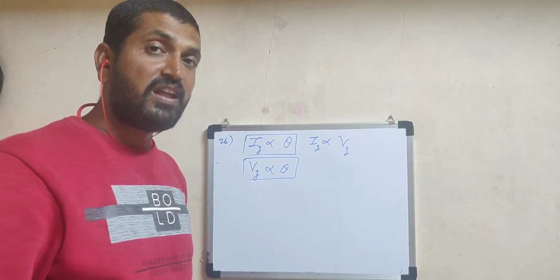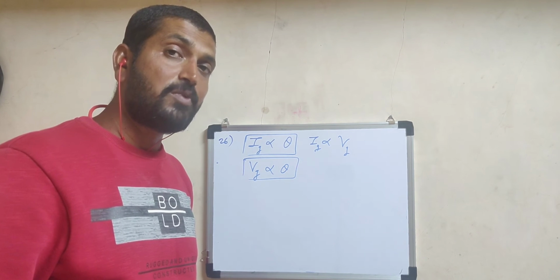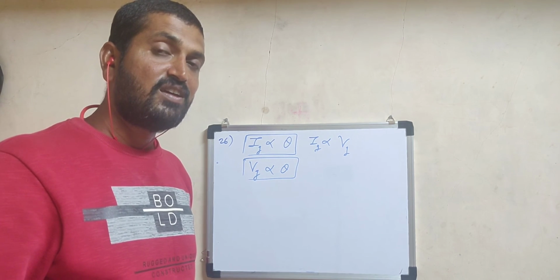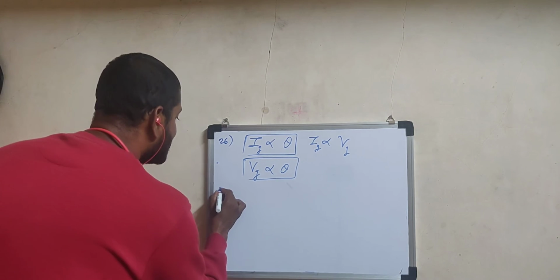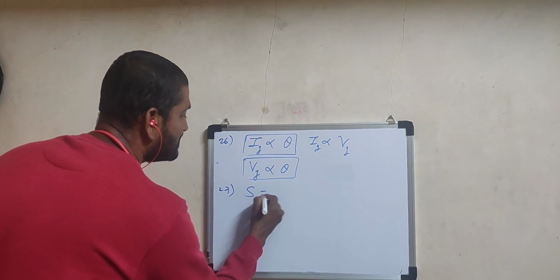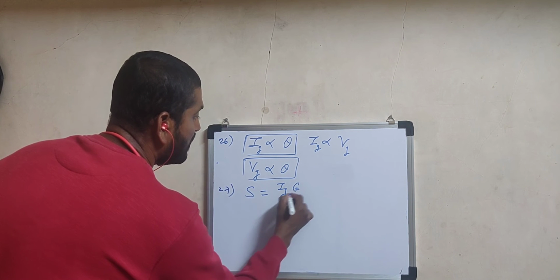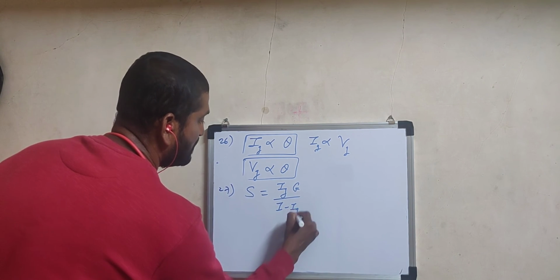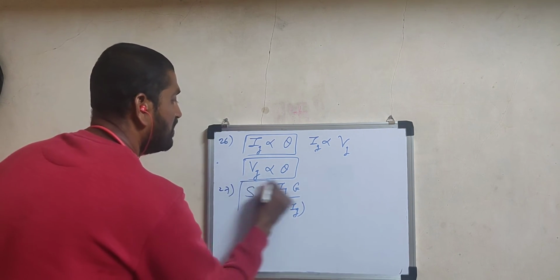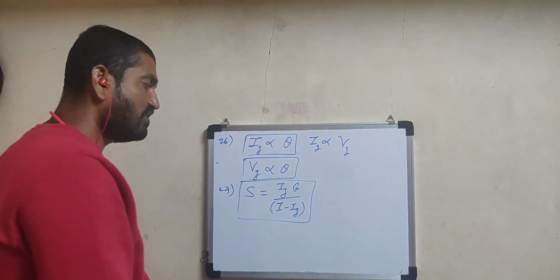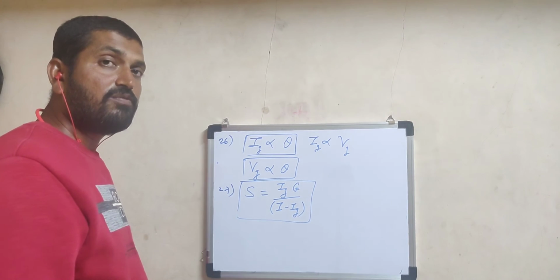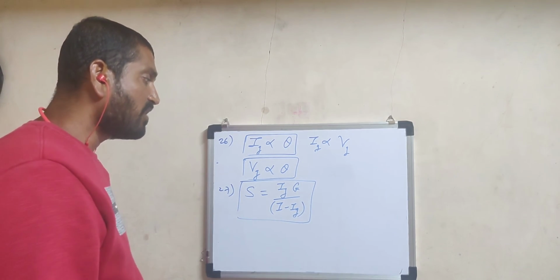A modified galvanometer which is used for the measurement of current is called an ammeter. What modification? The galvanometer coil is shunted, and the shunt necessary is given by the formula S is equal to Ig into capital G upon (I minus Ig). Very important formula. Ig is called the full scale deflection current, G is the galvanometer resistance, and I is the range of the meter or the maximum current to be measured.